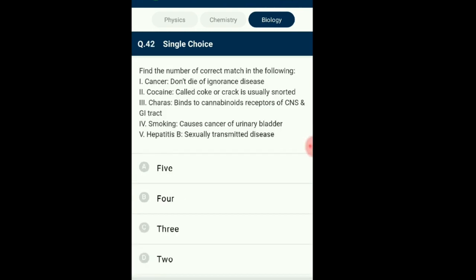Question number 42. Match the following. This has no cure. Prevention is the best option. The only excuse may be ignorance, and therefore it is called don't die of ignorance. Smoking causes lung cancer. So from the given statements, three statements are correct. So the correctly matching option is C.